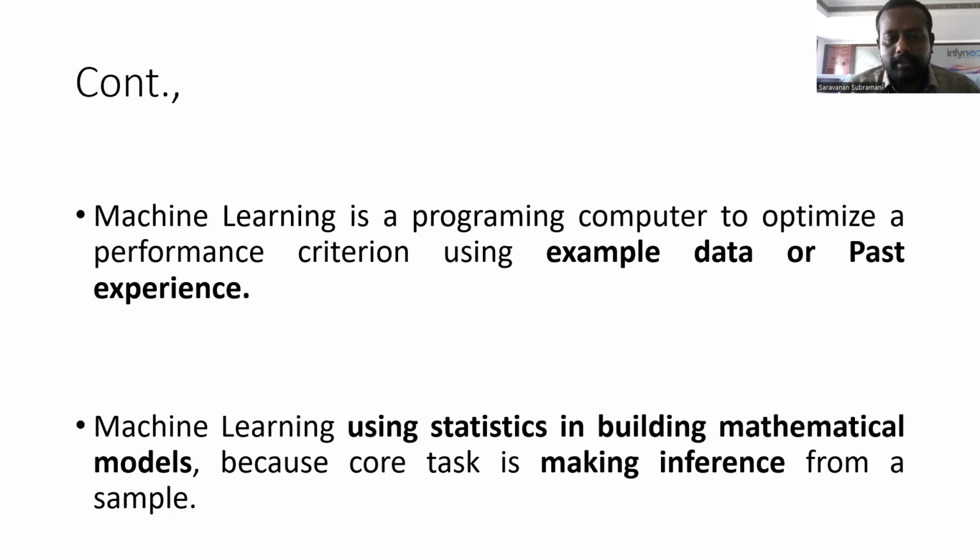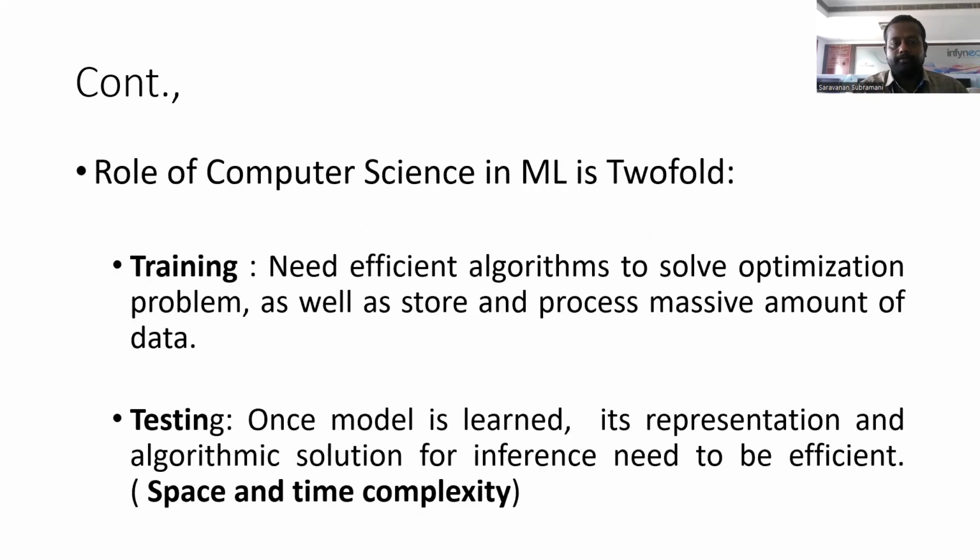Machine learning is programming computers to optimize a performance criterion using example data and past experience. So we have to collect data from various sources, called past experience, so that we can use it to solve a lot of problems. The machine learning technique uses statistics in building mathematical models, because the core task of machine learning is making inference from a sample.